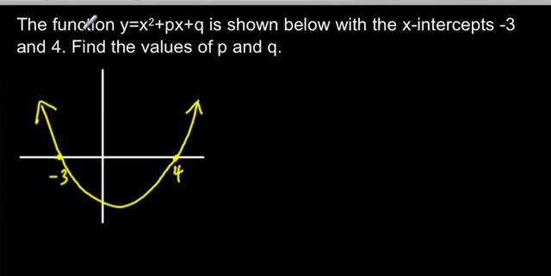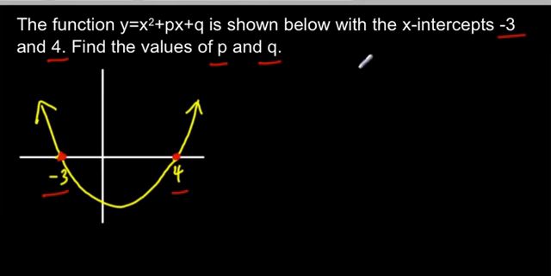So let's look at this question right here and try to solve it. The function y equals x squared plus px plus q is shown below. So that's basically the graph below. With the x-intercepts negative 3, so here's negative 3, and 4, which is 4 over here. So these are our x-intercepts, which I'm re-highlighting in red. Find the values of p and q.